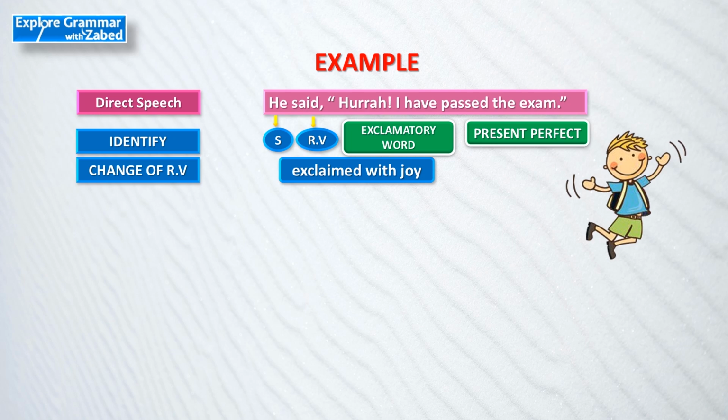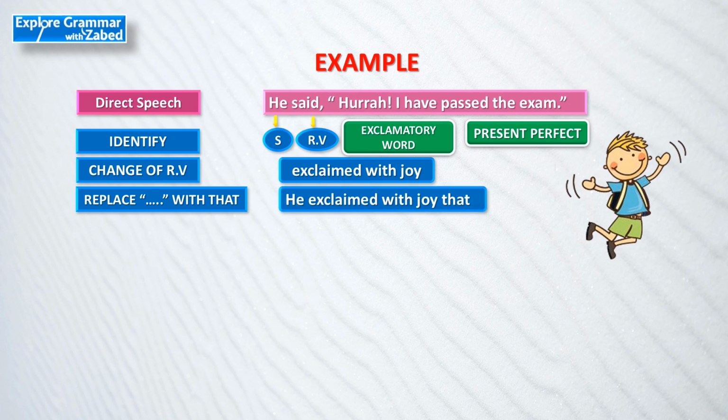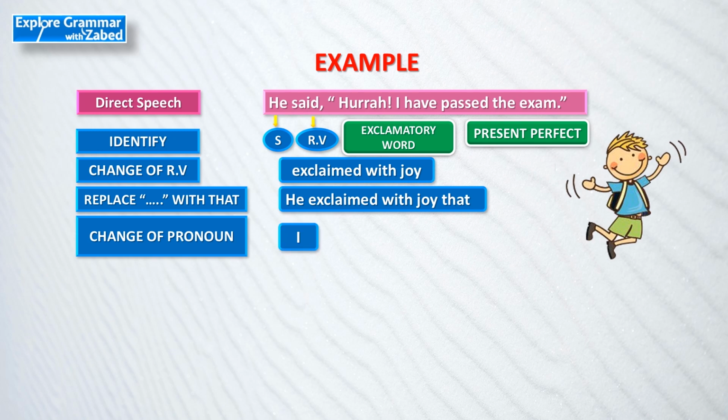Step 3. Replacement of inverted comma with conjunction that. So, the sentence will become like this. He exclaimed with joy that. Step 4 is to change a pronoun. The pronoun I will be changed to he, as we know that the first person will be changed to the subject of the reporting speech.